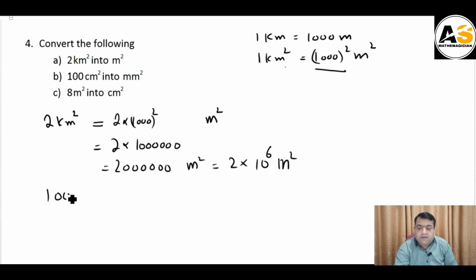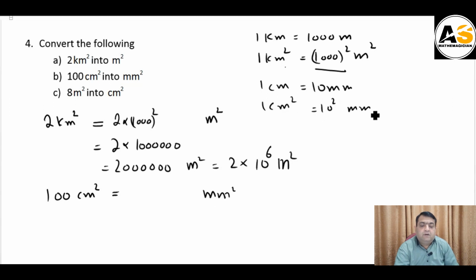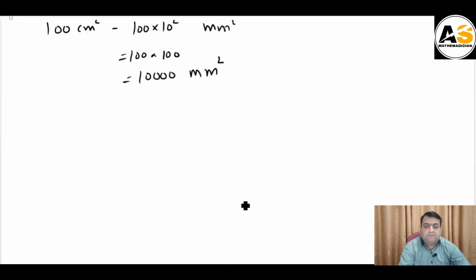Second part is 100 centimeter square, we have to convert into millimeter square. 1 centimeter is equal to 10 millimeter, and 1 centimeter square will be equal to 10 square millimeter square. So I will multiply it with 10 square. 10 square is again 100. So I will get 10,000 millimeter square. I hope this is clear.